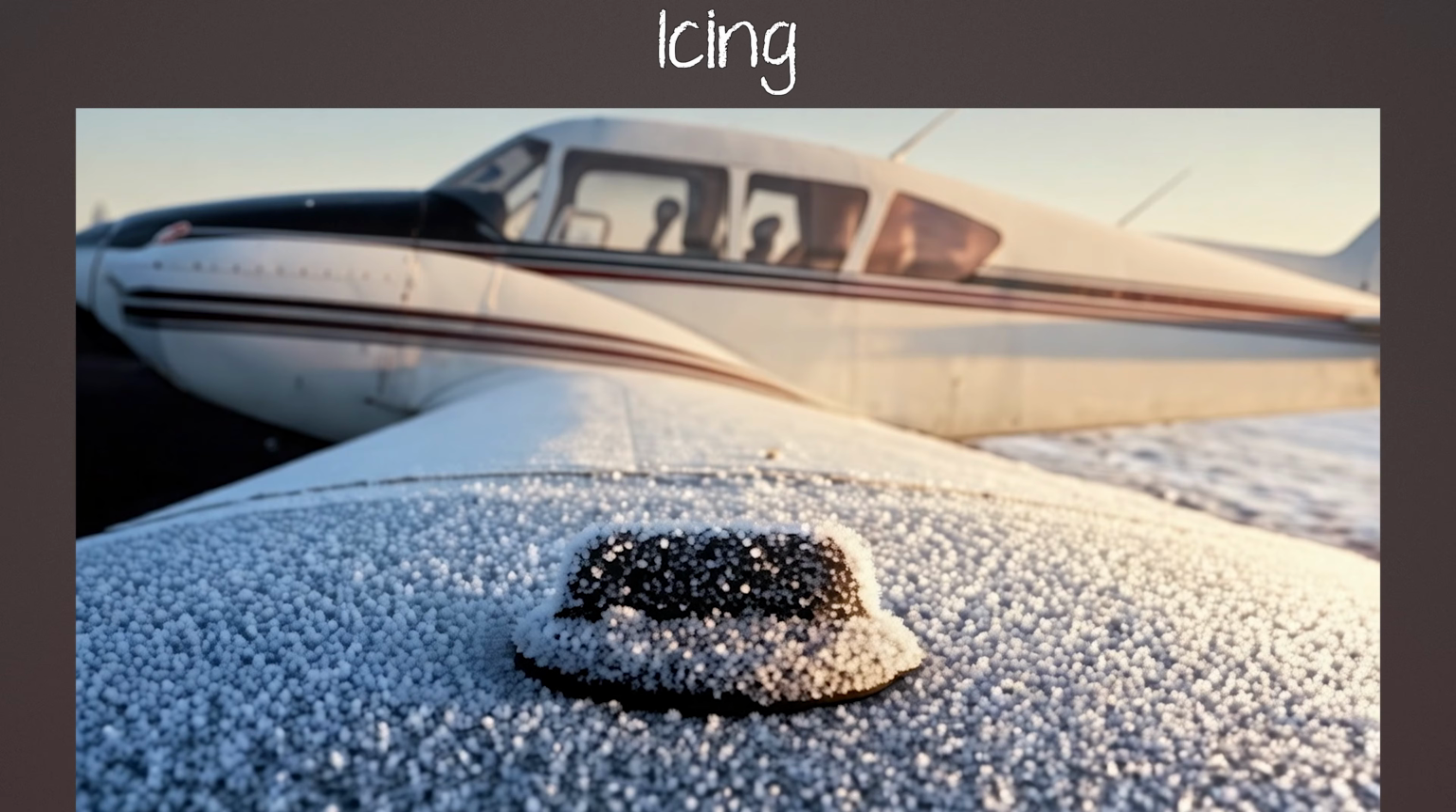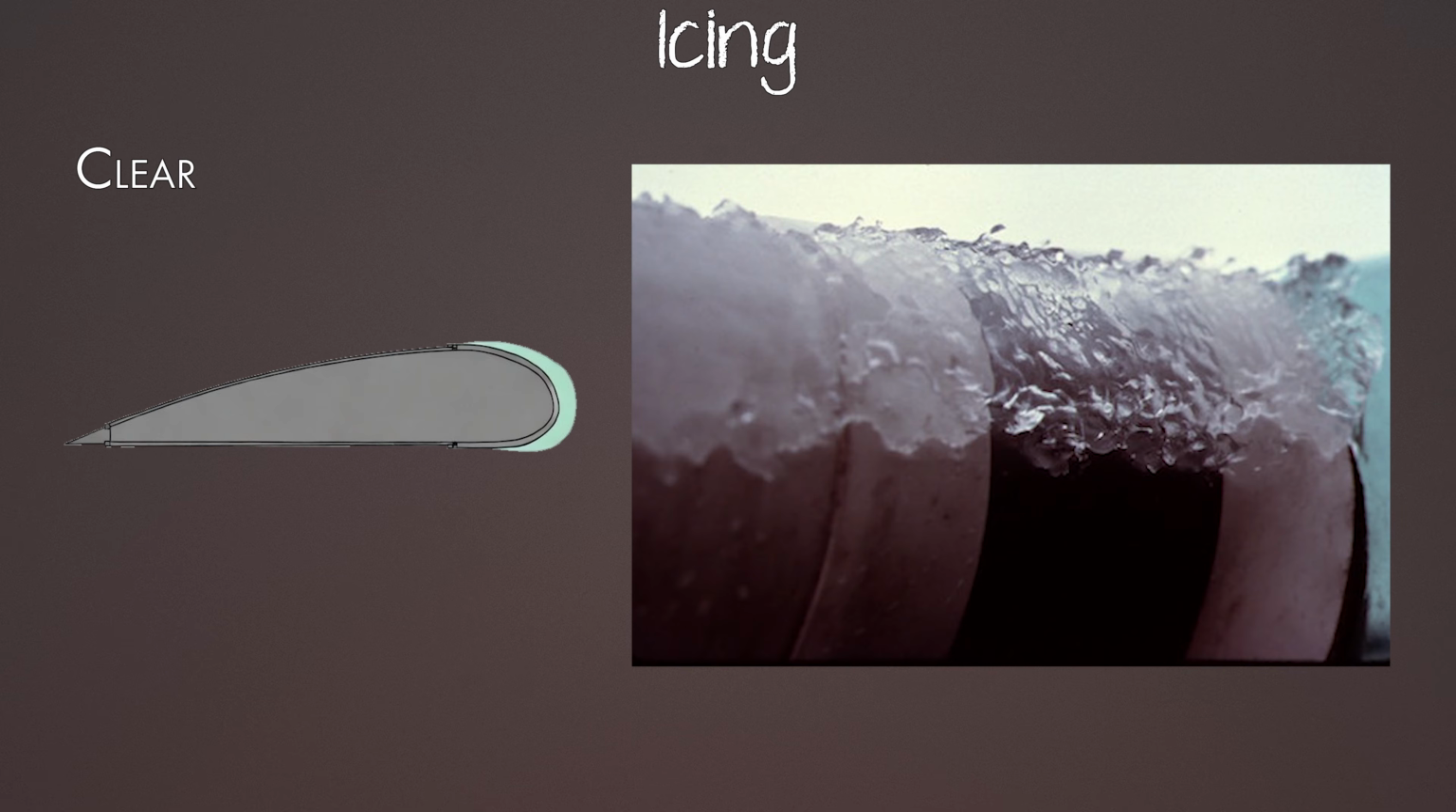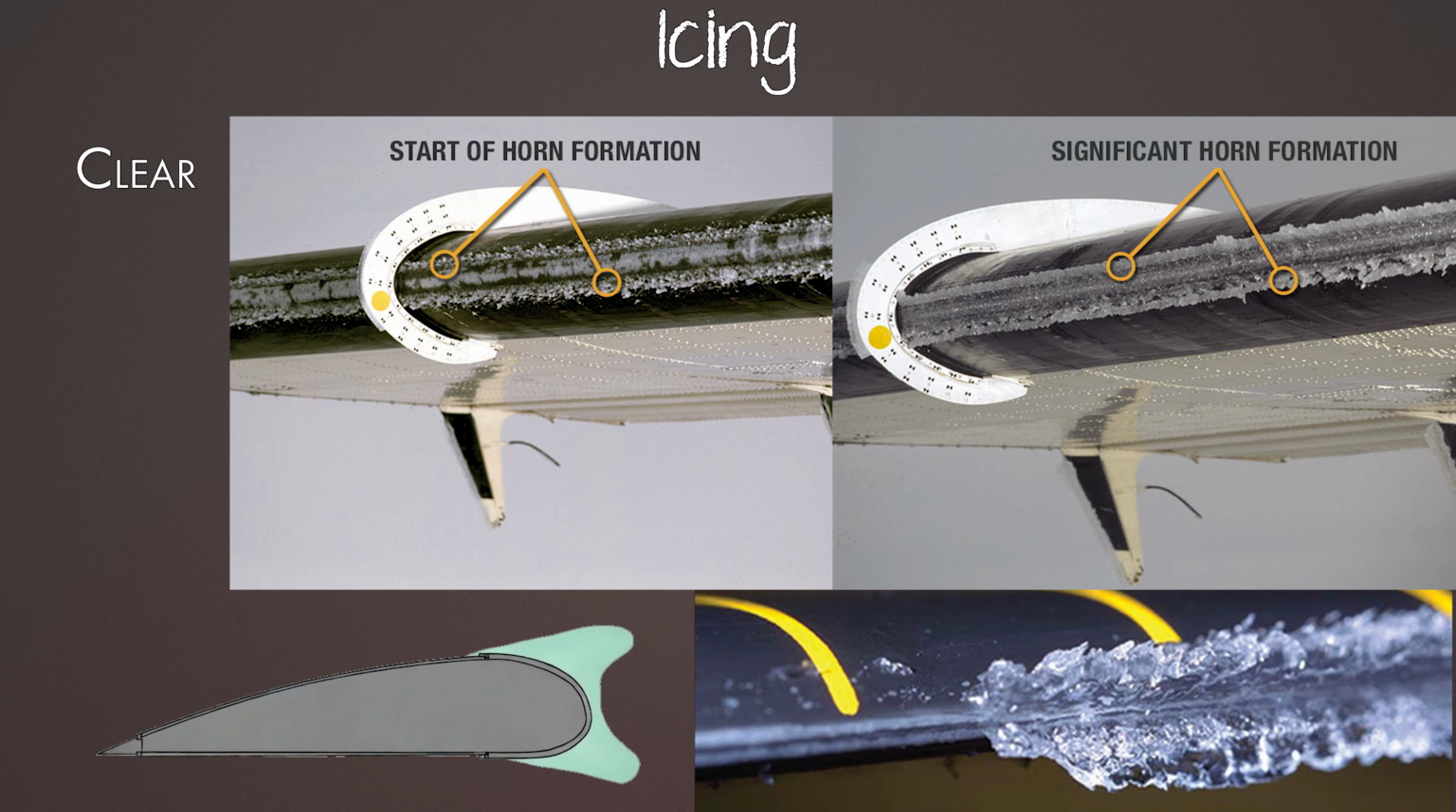Let's talk about icing. There are three main types of icing: clear, rime, and mixed. Clear ice is clear because it freezes gradually and there aren't many air bubbles trapped in it. It's the more dangerous type of ice since it's denser and can form horns on top and bottom of the airfoil. Usually it's found in warmer environments where there's a high moisture content and larger water droplets.